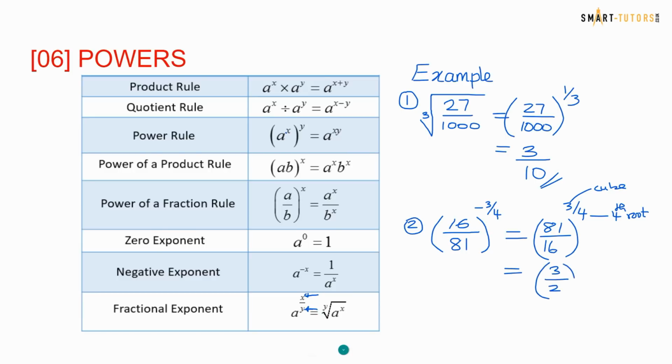So 3 over 2, to the power 3. 3 to the power 3 is 27. 2 to the power 3 is 8. So that is the answer. You can leave it like that, or write it as a mixed fraction, 3 and 3 over 8.